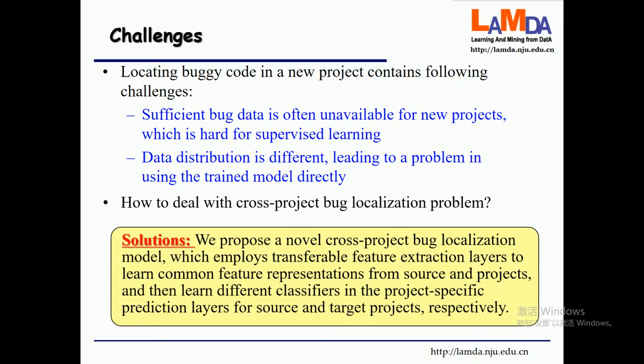In our work, we propose a novel cross-project localization model, which employs transferable feature extraction layers to learn common feature representation from source and target projects, and then learns different classifiers in the project-specific prediction layers.